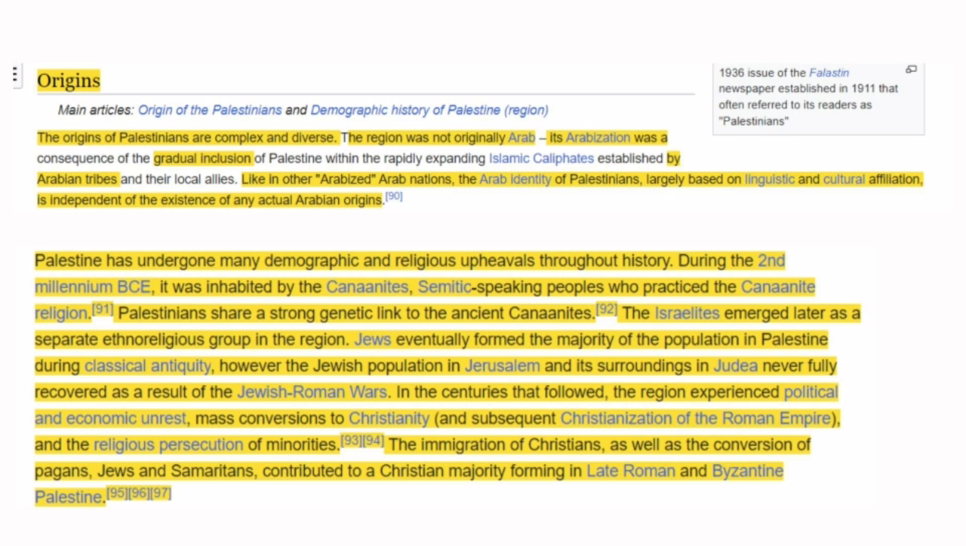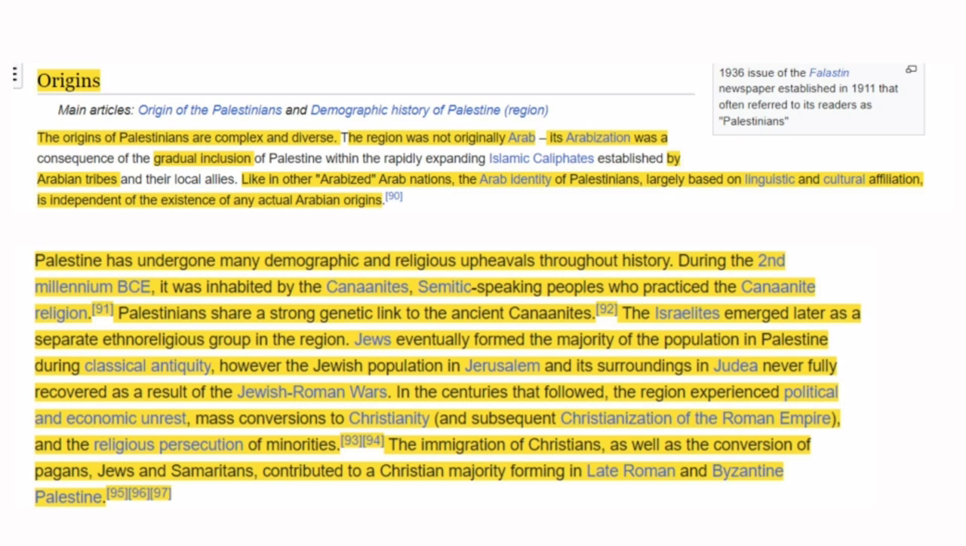The Israelites emerged later as a separate ethno-religious group in the region. Jews eventually formed the majority of the population in Palestine during classical antiquity. However, the Jewish population in Jerusalem and its surroundings in Judea never fully recovered as a result of the Jewish-Roman wars. The Romans expelled the Jews out of Palestine. Many Palestinians can trace their lineage back to Jews.